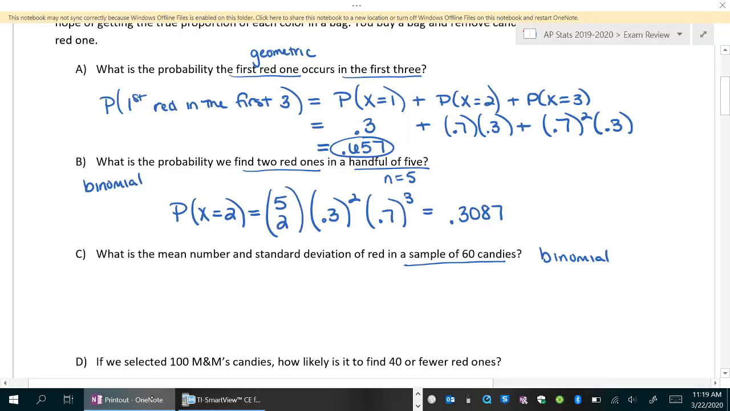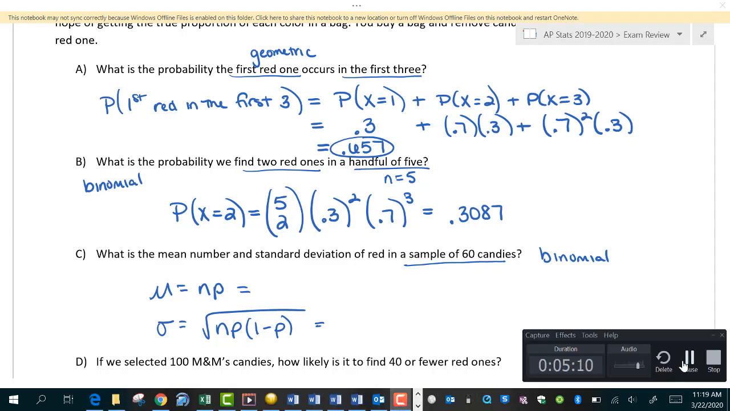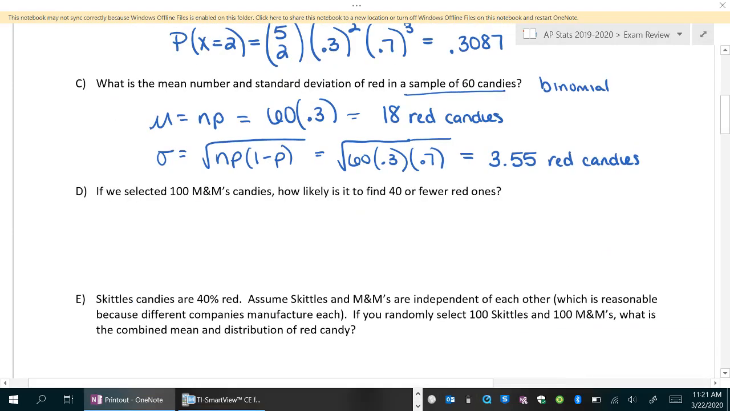So in order to find the mean, I'm going to take n times p, and then standard deviation, the square root of n times p times 1 minus p. I'm going to pause for just a moment, fill this in, and then we'll go back over it. Okay, so I plugged in the correct values and ended up with a mean of 18 red candies by doing 60 times 0.3 and a standard deviation of 3.55 red candies, or M&Ms. And that was the square root of 60 times 0.3 times 0.7.